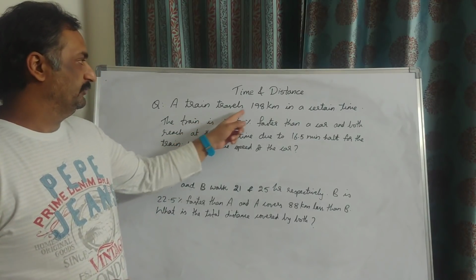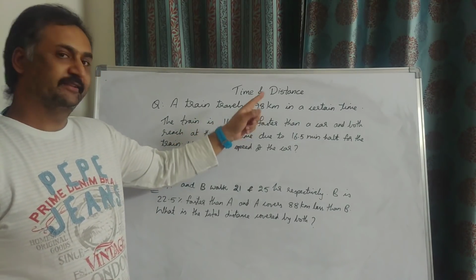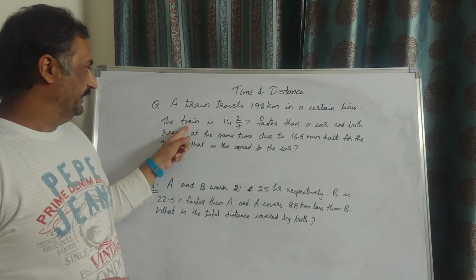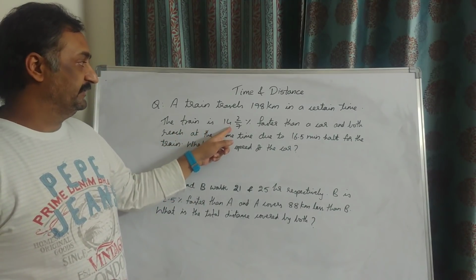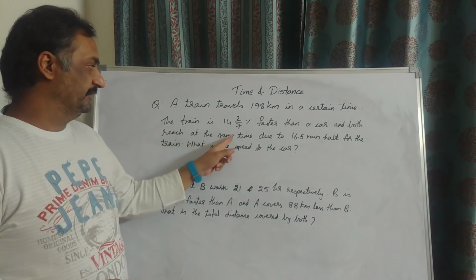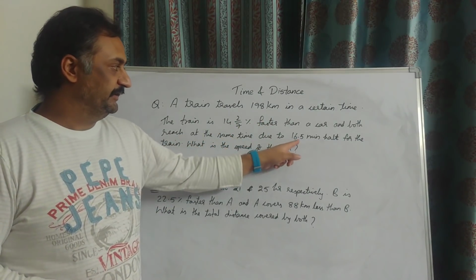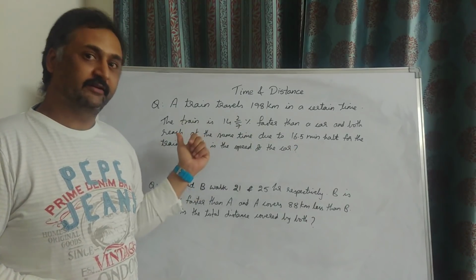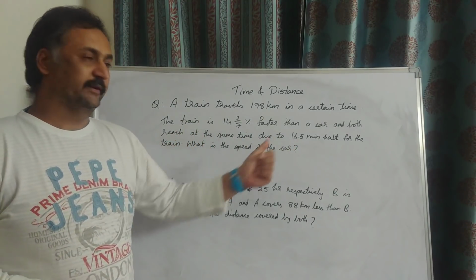A train travels 198 kilometers in a certain time. The train is 14 2/7% faster than a car, and both of them reach the destination at the same time due to a 16.5 minutes halt for the train. Then what is the speed of the car?